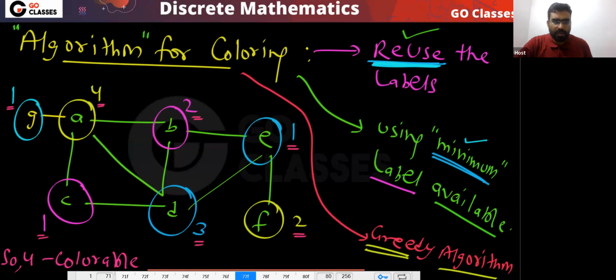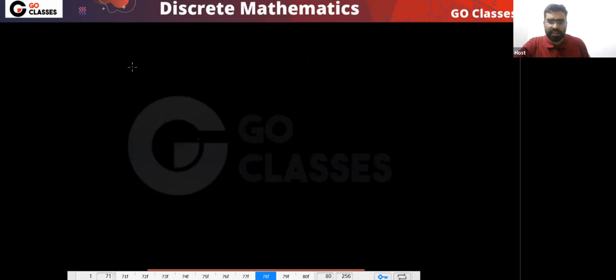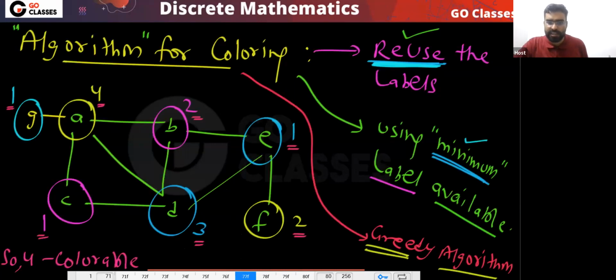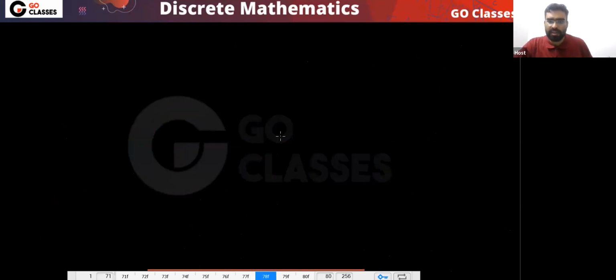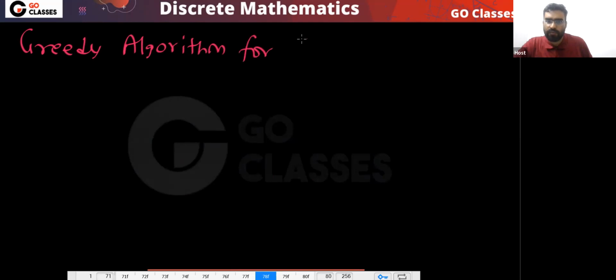Okay. So remember, this is the algorithm. For this graph, this is the algorithm that you will do. So what is the greedy algorithm? This algorithm is greedy because you are very greedy about the color that you are using. You want to use the minimum color. So this is the greedy algorithm for coloring.